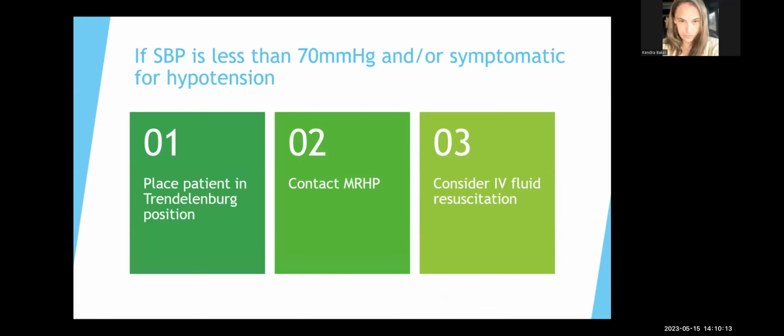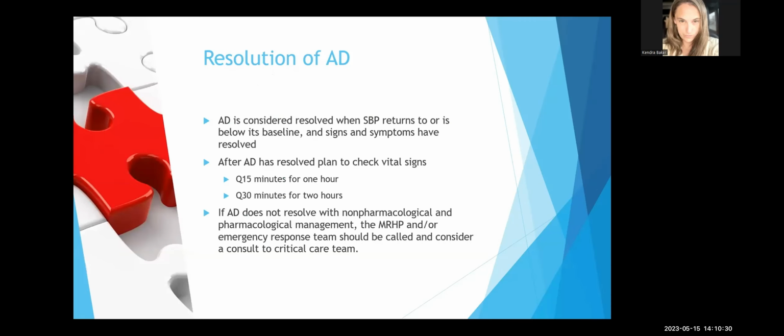If your patient's systolic is less than 170 after you've done your treatment and they're symptomatic for hypotension, you want to place your patient in Trendelenburg position, contact your most responsible healthcare provider, and then consider IV fluid resuscitation. We consider AD resolved if their systolic blood pressure returns to their baseline and their symptoms have resolved. We then have a plan for how often you need to check their vital signs again, which is Q15 minutes for an hour and then Q30 for 2.